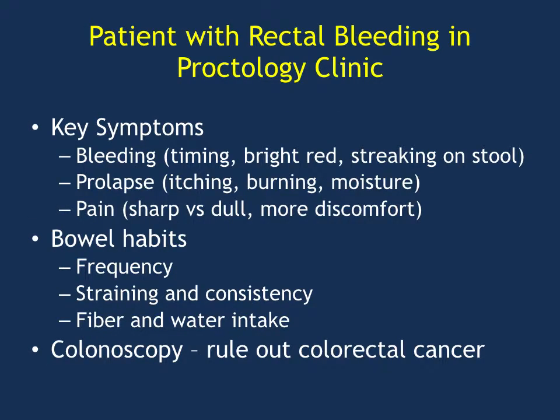So let's take, for example, when I go see a patient with rectal bleeding in my proctology clinic, this is kind of the schema I have in my mind. I look for key symptoms like bleeding, prolapse, pain. I think about bowel habits and what they've already done with regard to fiber and water intake, and I always make sure that they had a colonoscopy to rule out colorectal cancer, since that's the most concerning thing that we don't want to miss.